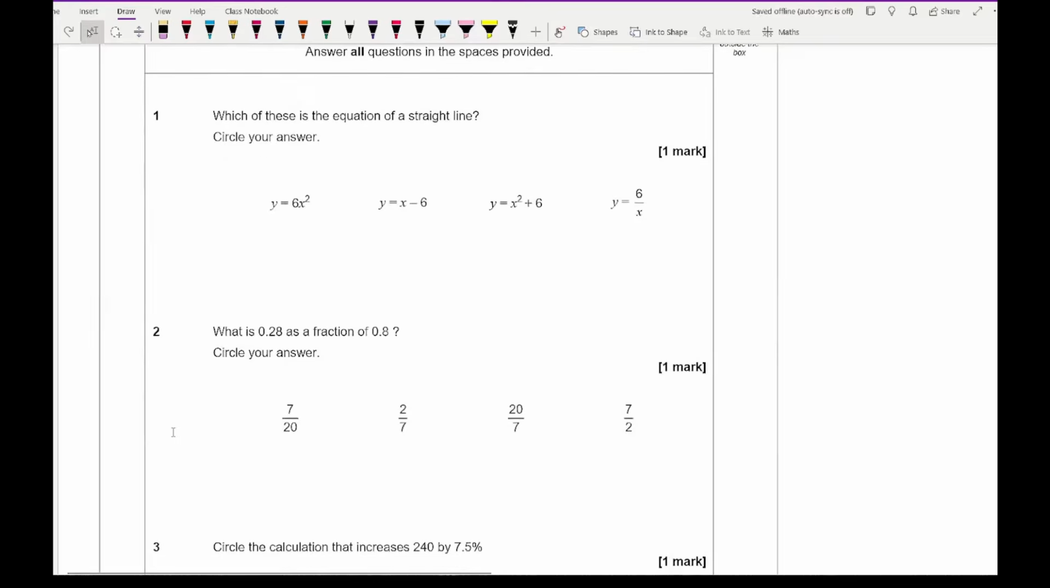Looking at question 1, it says which of these equations is a straight line. So we're looking for a single x and a single y, where if it's a fraction, x is not in the denominator. So it's definitely not going to be the first option. It's definitely not going to be the second one. It's not going to be the fourth one because x is our denominator. So the correct answer is going to be our second option.